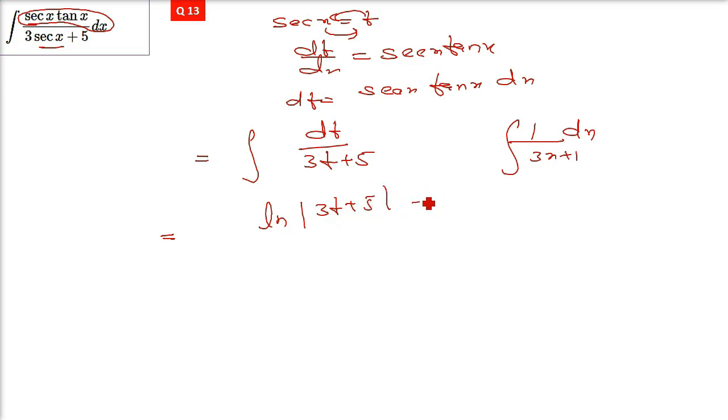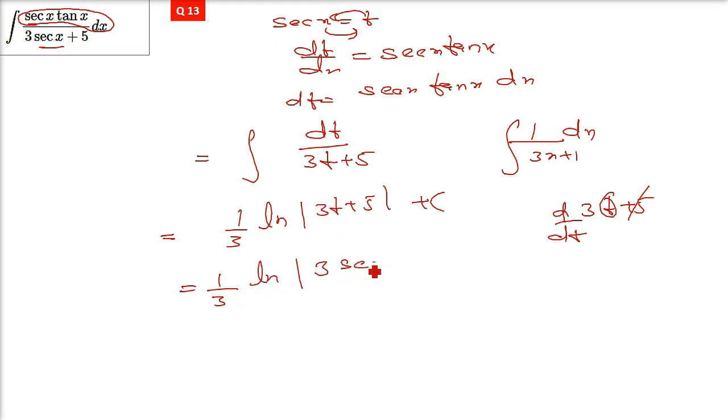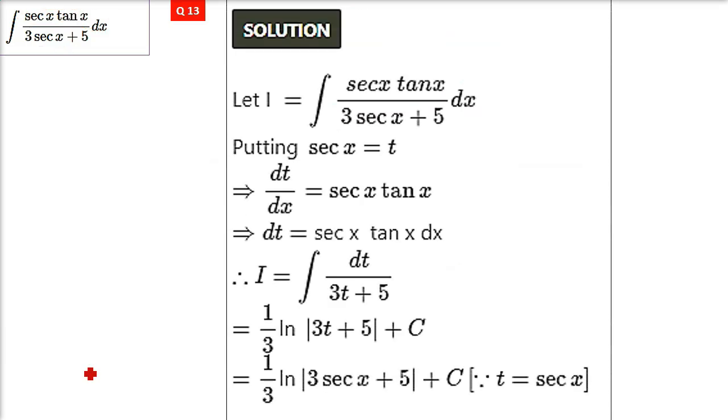Don't stop here, because 3t plus 5 has to be differentiated, and whatever the result is has to be divided. So 3t plus 5, just do d by dt out of it. When we do this differentiation with respect to t, this is going to be 3. So this 3 has to be divided. So 1 by 3. What was t earlier? It was sec x. So in place of t, just write sec x, and then the constant of integration. So t is sec x here. This is your solution. So this is what we were talking about.